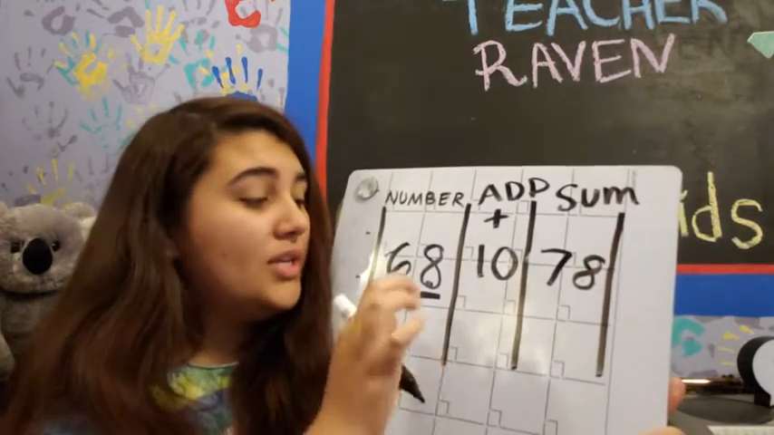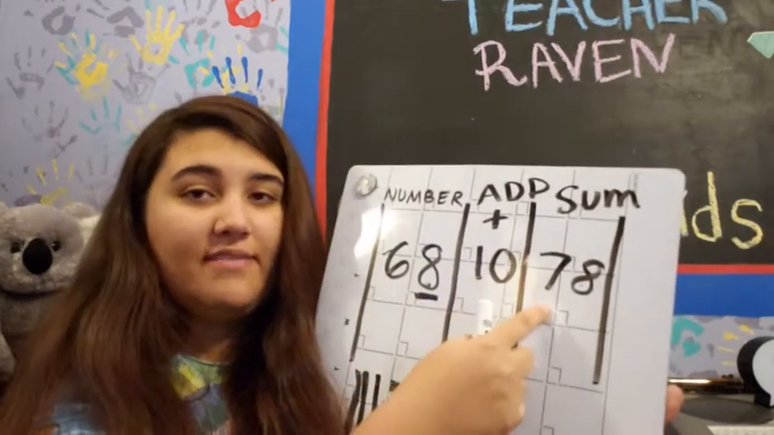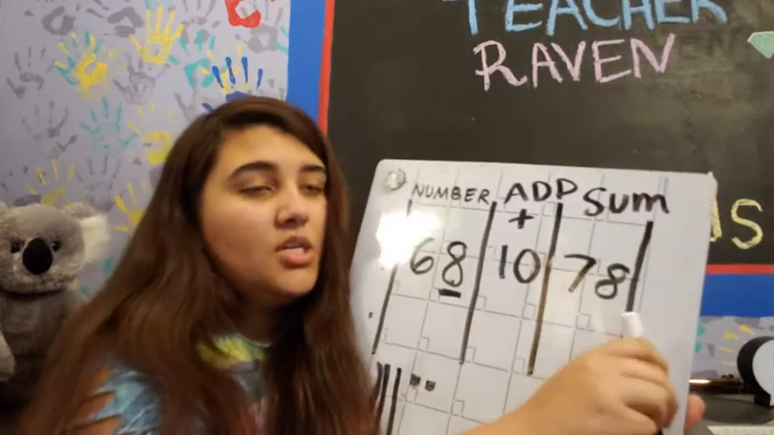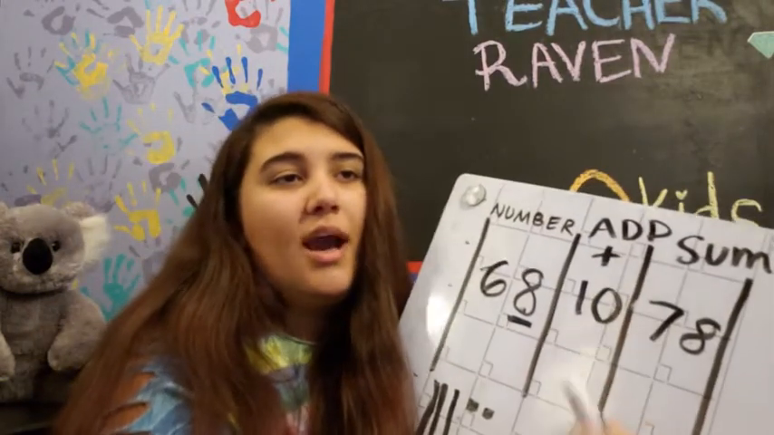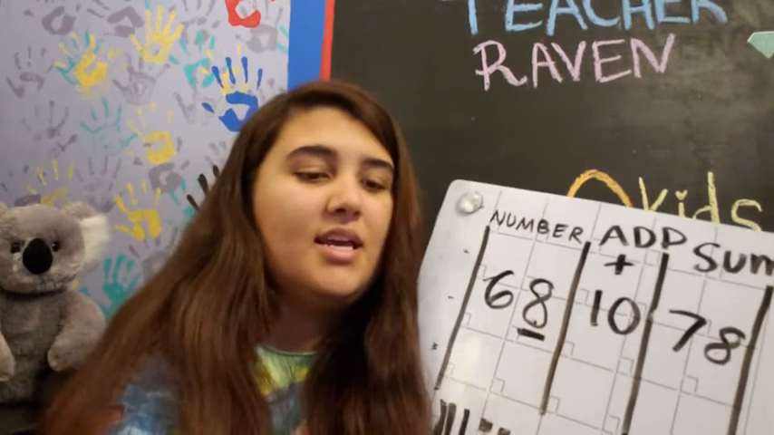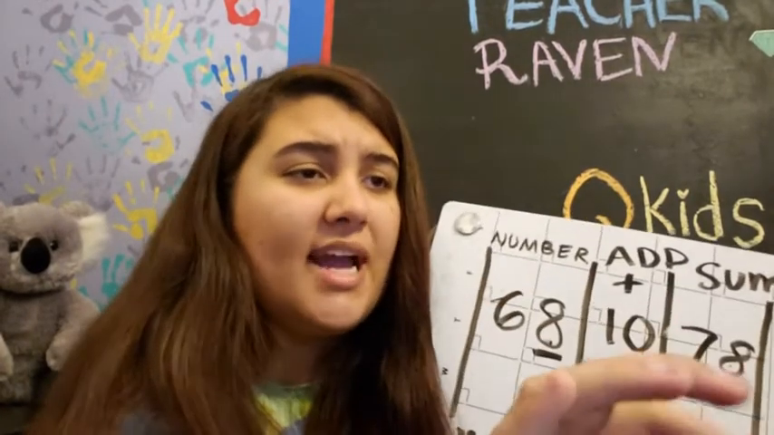Just kind of drill in that this number is going to change because 6 plus 1 is 7, and 8 plus 0 is 8. So I was going to write the rule out and just keep practicing this until I can tell it's clicking. Then I will move on to the guided practice.